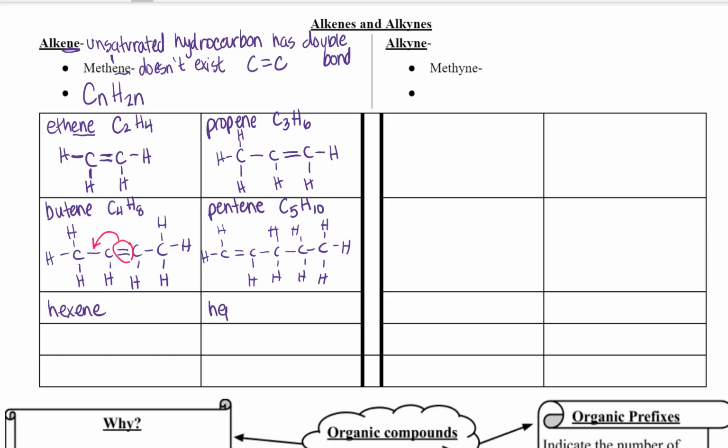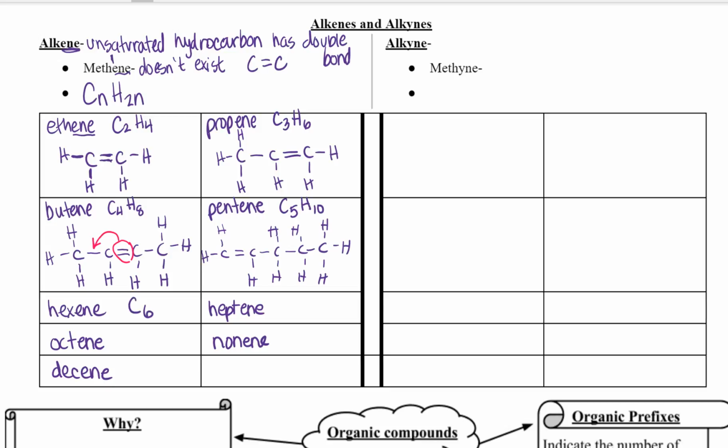Hexene, heptene, octene, nonene, and decene. Now I'm not going to draw all of these structures because it's going to get to be too many carbons and hydrogens, but we can figure out the formula for each one.